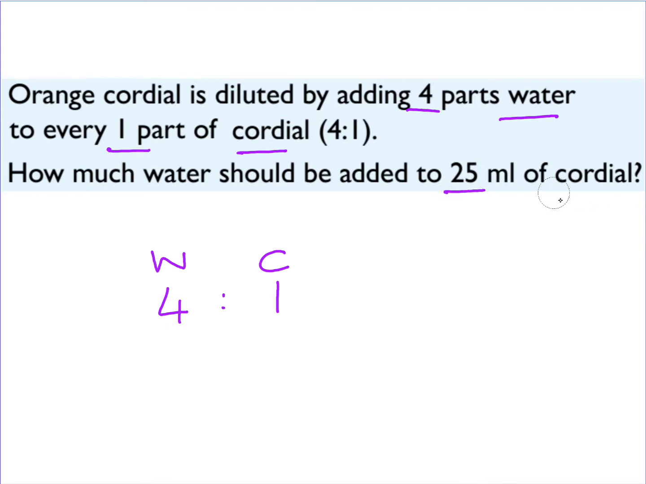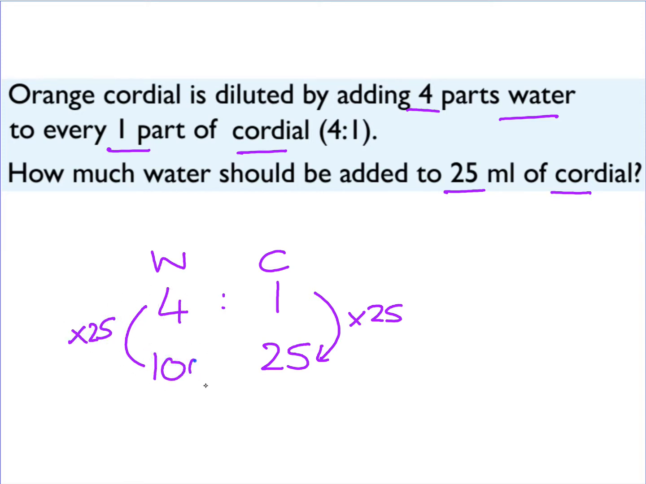So the 25 is cordial. The 25 lives specifically under the cordial. That's why I've labeled this part C. How did I get from 1 to 25? I've multiplied it by 25. And what I do to one side, I do to the other. So 4 times 25 is 100. So how much water should be added? 100 milliliters of water.